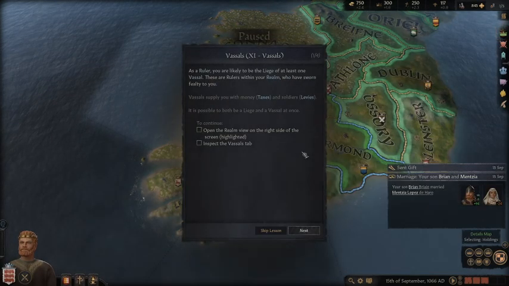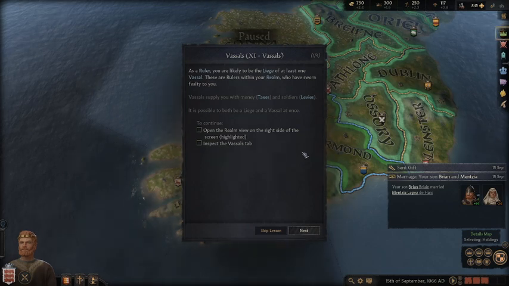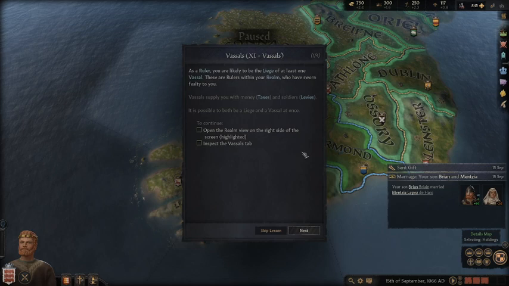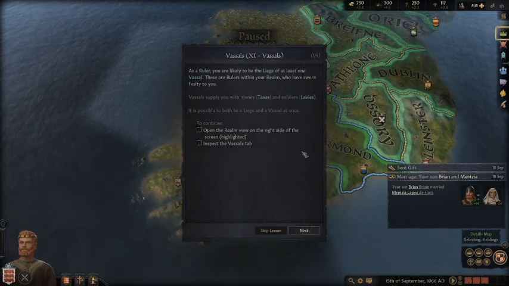As a ruler, you're likely to be the liege of at least one vassal. These are rulers within your realm who have sworn fealty to you. Your vassals supply you with money, taxes, and soldiers, levies. It is possible to be both a liege and a vassal at once.